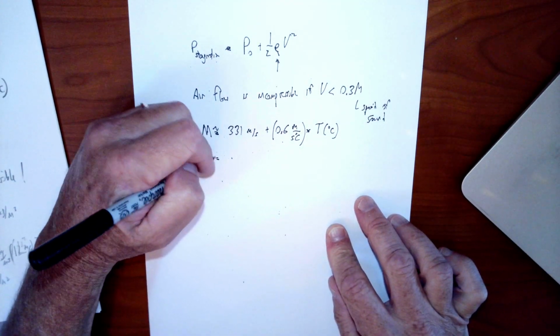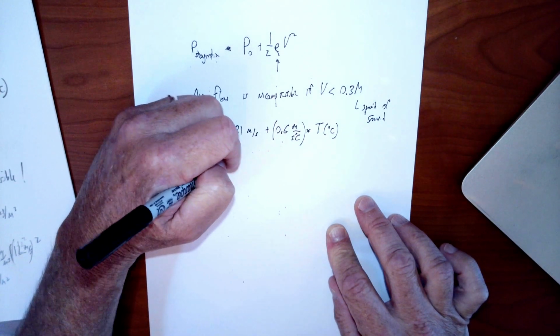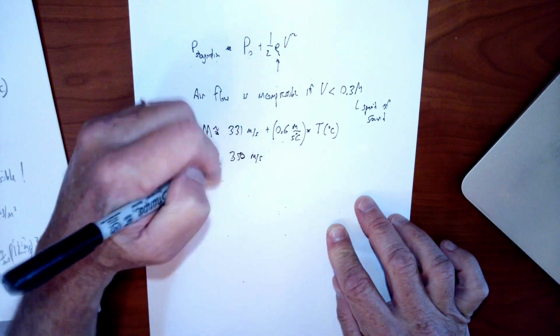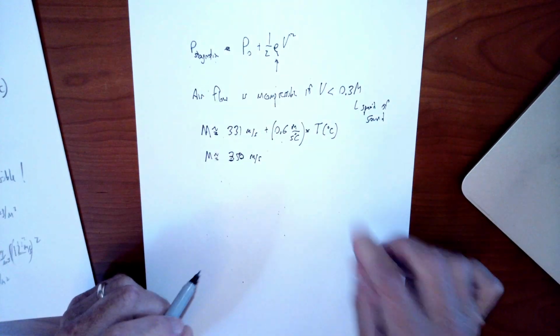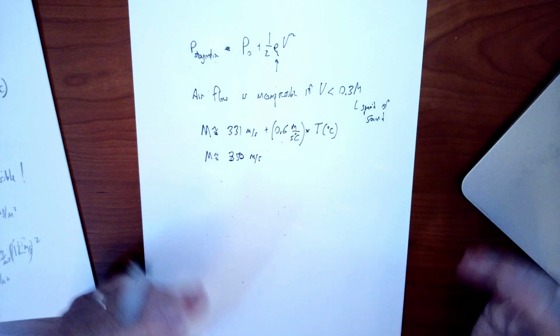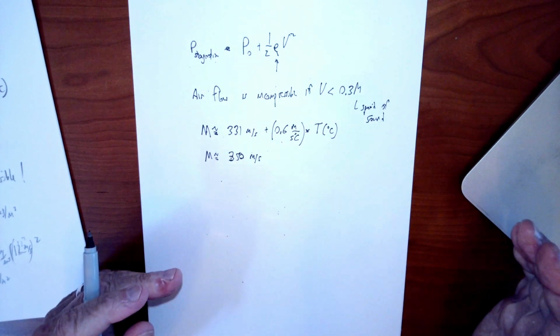So as an approximation, you could remember that the speed of sound in air, for most of the conditions that you're dealing with, unless the air gets really, really hot or really, really cold, is going to be about 350 meters per second.